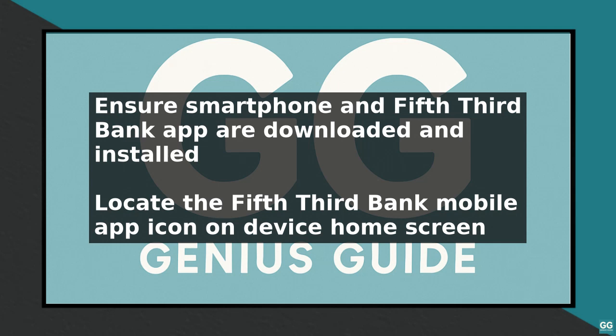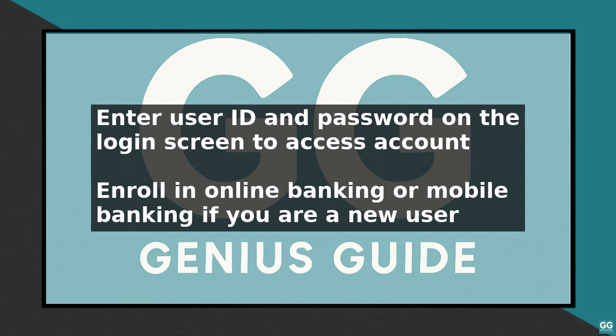Once the app is installed, locate the Fifth Third Bank mobile app icon on your device, which is typically found on the home screen or in the Apps folder. Tap the icon to launch the app. You will be taken to the login screen where you will need to enter your user ID and password.